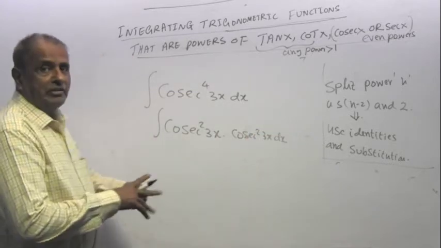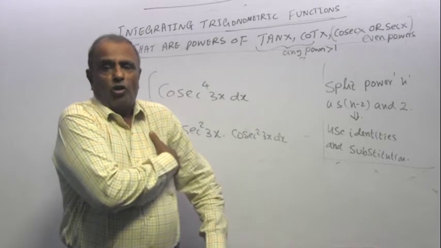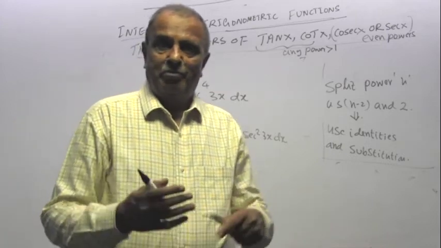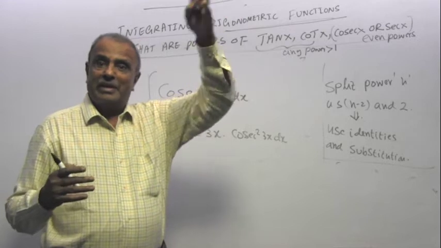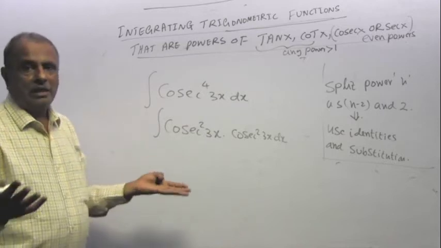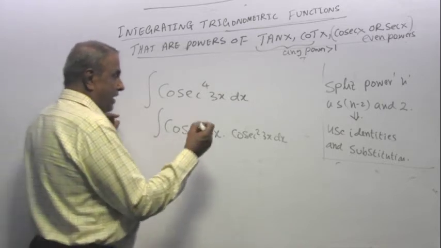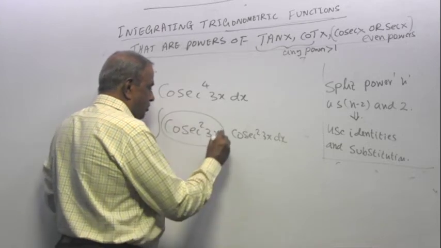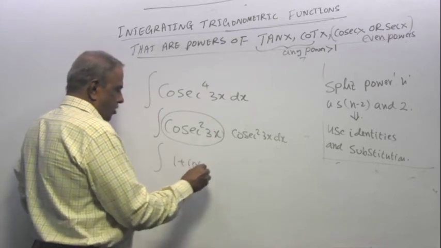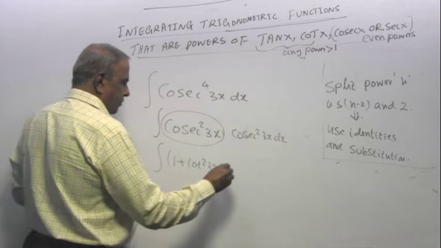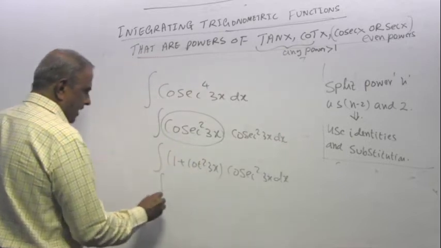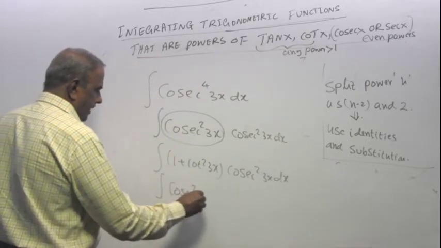Again, remember the sec power 6, I had a sec power 4 and a sec power 2. So it was easy for me. But because the powers were different, I used the higher power and converted it into tan. Whereas here, I can't. Both are the same. Then change one of them to cot. So the integral of cosec squared, which is 1 plus cot squared 3x, times cosec squared 3x dx. That's the integral of cosec squared 3x dx.